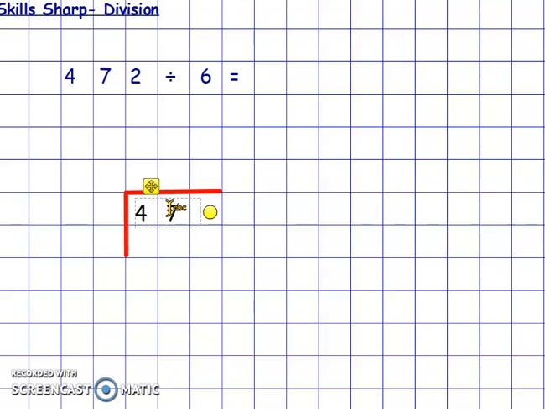So we've got 472 inside the bus stop. You can draw this neatly with your ruler. And we're dividing that by 6, so we can put 6 on the outside of the bus stop. Now, lots of you have got really confident with this over the last few weeks. If you haven't, now's the time to really listen in.